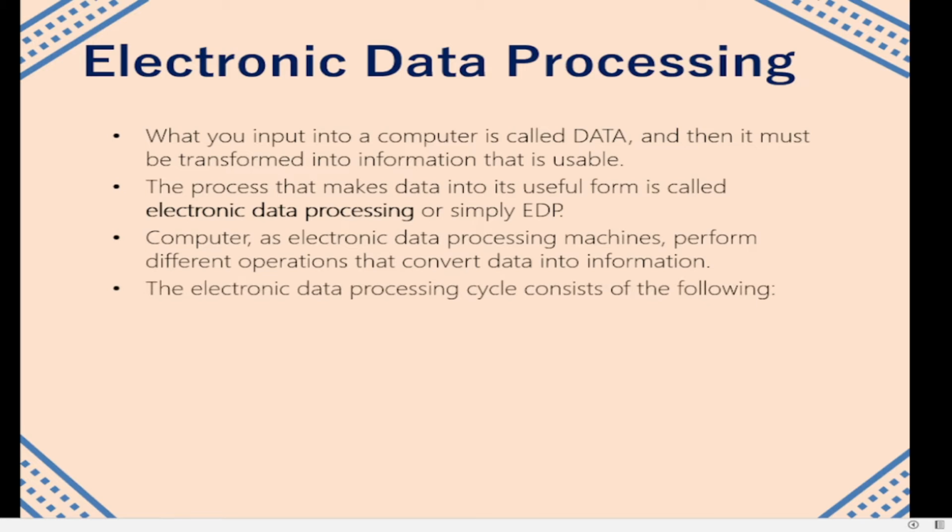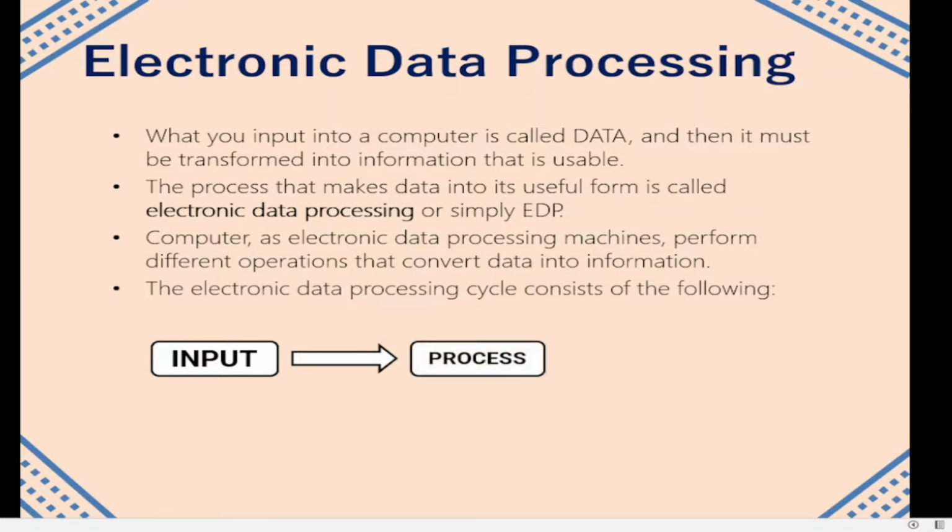The electronic data processing cycle consists of the following: the input, which is where we use the keyboard and mouse. Then we have the process. It involves our computer's central processing unit and random access memory. And we have output, which is what we see, for instance, what we see on the screen of whatever we type, right? Or we use a printer to produce a hard copy as an output device.